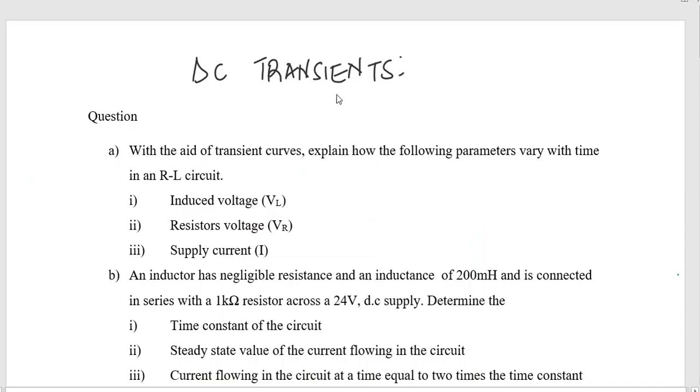Friend, today we are discussing another topic on DC transients, but here we are doing an example. The question regards an RL, or resistor-inductor, series connection DC circuit. The question says, with the aid of transient curves, explain how the following parameters vary with time in an RL circuit.